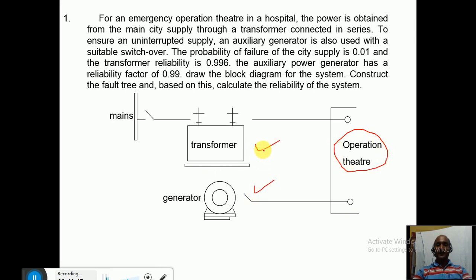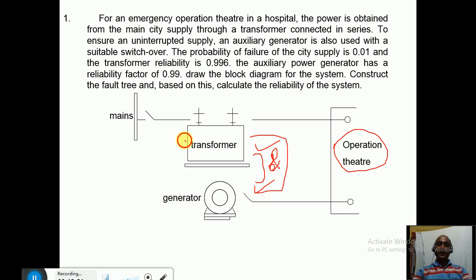It means that if the transformer fails, the generator is there to help. If the generator fails, the transformer is there. It means that these two are in which condition? OR. If this is working, the operation theater is working. If this is working, the operation theater is working. So this is for reliability. For reliability it is an OR condition, but for failure or fault tree analysis there must be an AND condition. Why? Because to fail the operation theater, both must fail at a time. So that's why the AND condition.